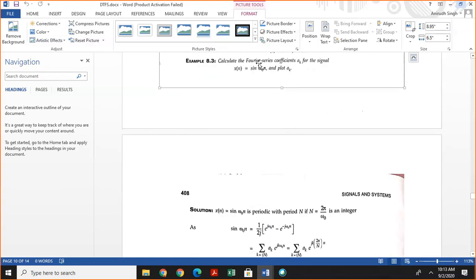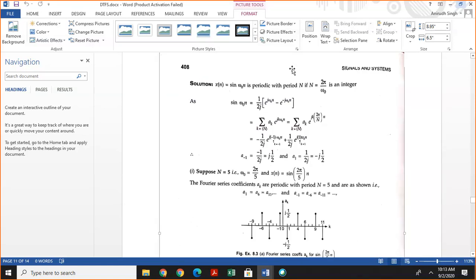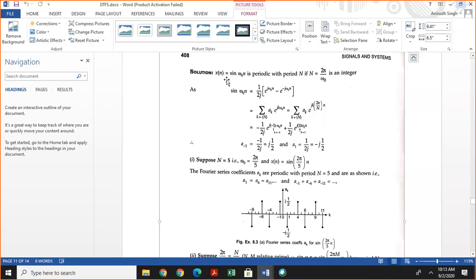Calculate the Fourier series coefficient ak for this signal. x of n is equal to sine omega naught n, and plot ak. Plot ak, it means plot the amplitude and phase of ak. x of n is given by sine omega naught n, and the period is N equal to 2 pi by omega.